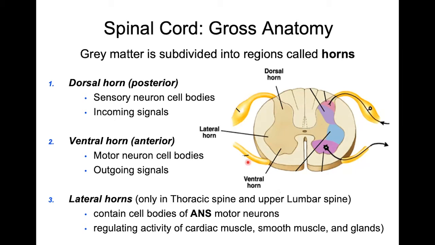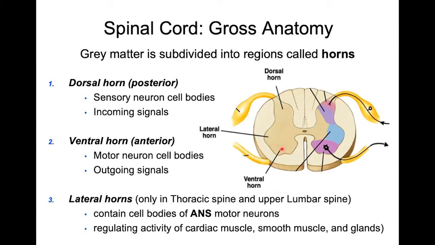So any of those descending pathways sent from the brain that contain motor information that we're wanting to send out to some effectors of the body, that is ultimately going to leave through the ventral horn of the spinal cord, out through the ventral root, and down through the spinal nerve until it innervates the specific structure.